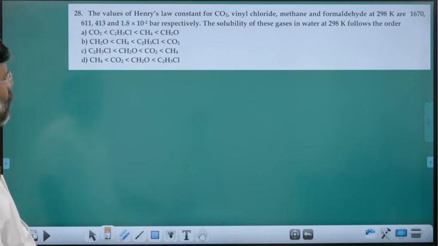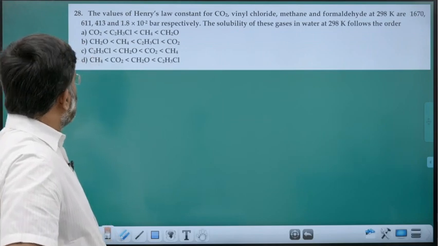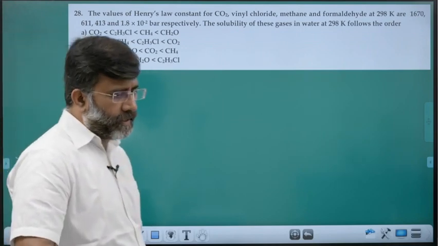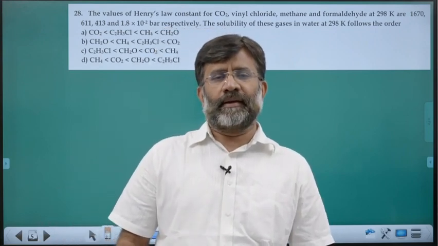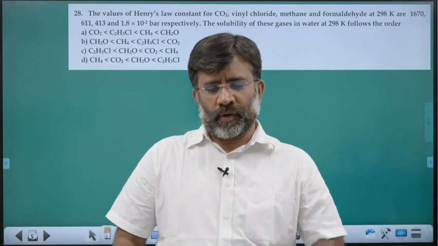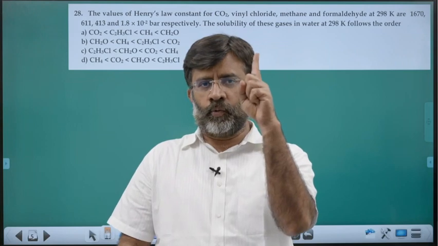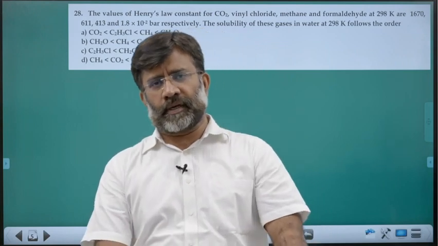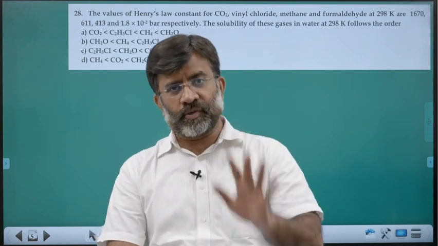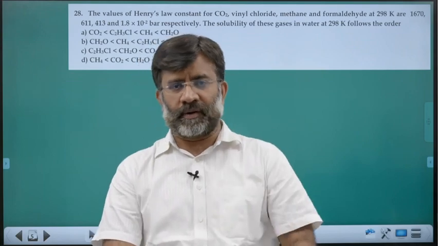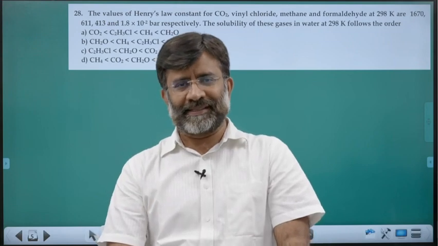Values of Henry's law constant for CO2, vinyl chloride, methane and formaldehyde are given, along with the solubility of these substances. I am sure you have learned the Henry's law statement and its consequences. How does the KH value influence the solubility? The higher the KH value, the lower the solubility. Please refer to the textbook. Helium, hydrogen, etc. have very high KH values and they are least soluble, while formaldehyde has a low KH value and is highly soluble. It's as simple as that.